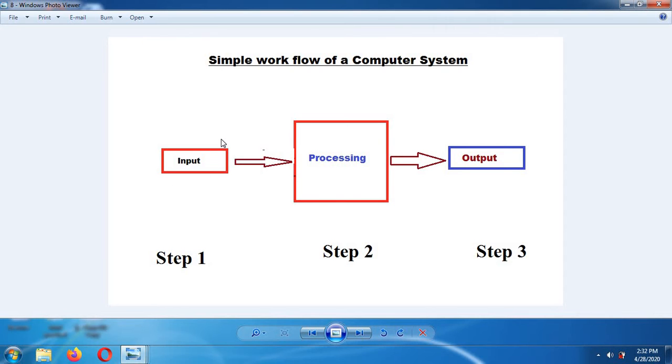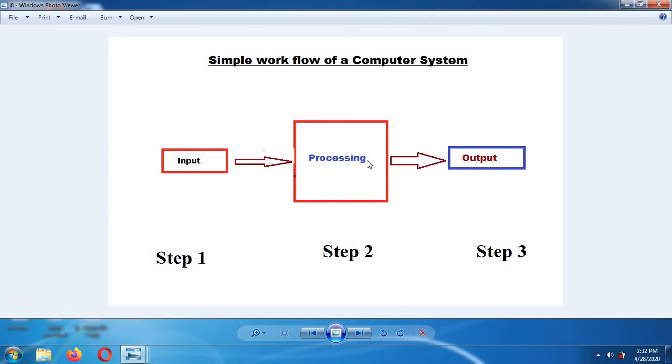In the first step, it takes the input of data. Data is provided by the user to the computer with the help of input devices, like numbers, letters, images. You provide it to the computer, and this data goes to the CPU.